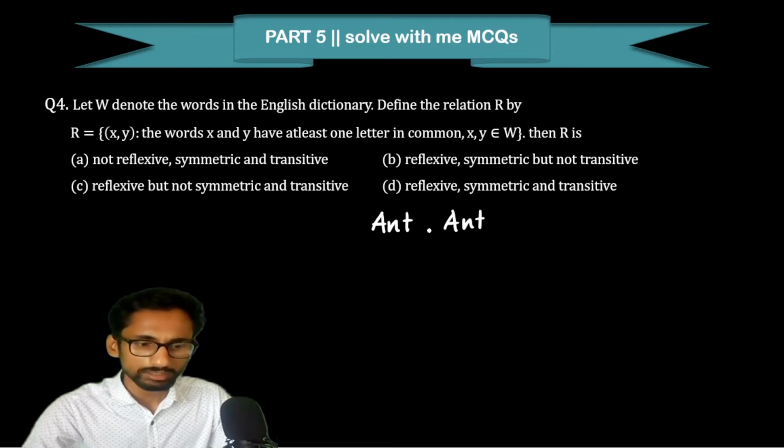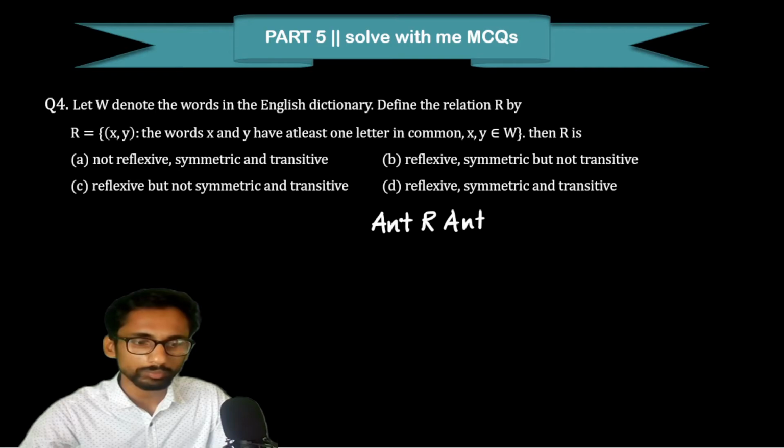So the given relation is defined as the words must have at least one letter in common. If we consider the same word, all the alphabets or the letters are common. So it satisfies the given definition of the relation. That means and is related to and. In the same way, each and every word in the set W is related to itself. That means the given relation is reflexive.